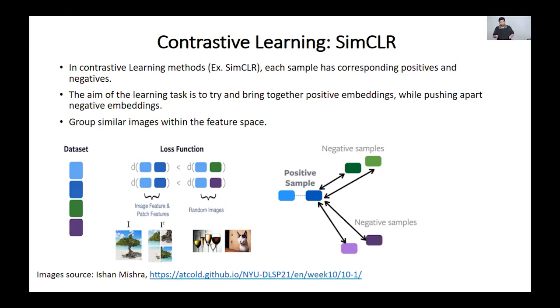So we push all the representations for similar images together, and we push the representations for dissimilar images far away from each other. So how do we know which are similar and dissimilar images? You can consider in self-supervised learning, every image is its own class. Given an image, once we do the augmentation, the image and its augmentations are the positive class, and all other images are the negative class.